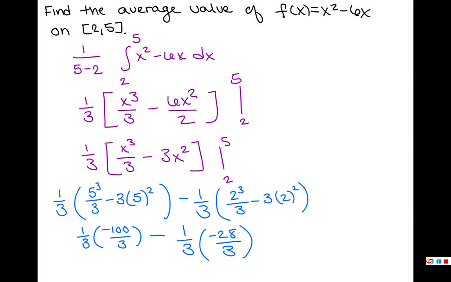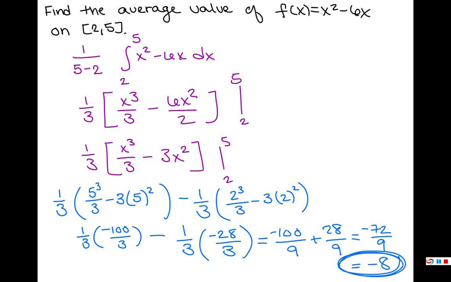I guess I have my steps written out. So I did the inside of the parentheses first, and then I did the times 1/3, and then finally the subtraction. And when I was done, I ended up getting -8. So the average value of this function on the interval from 2 to 5 is y equals -8.